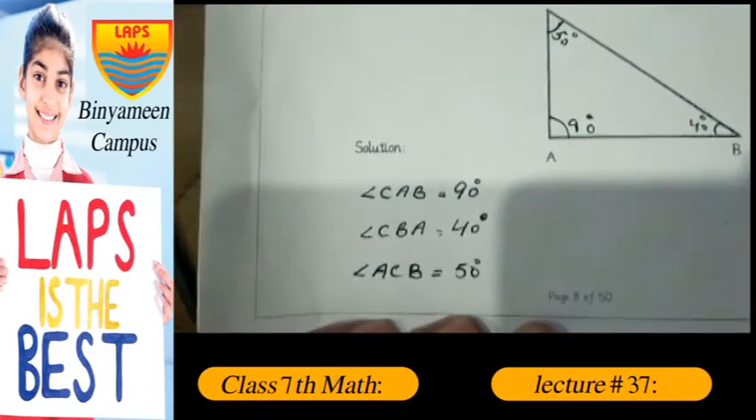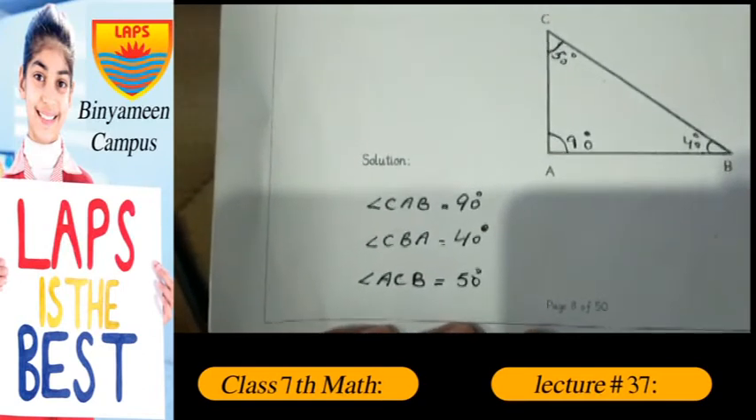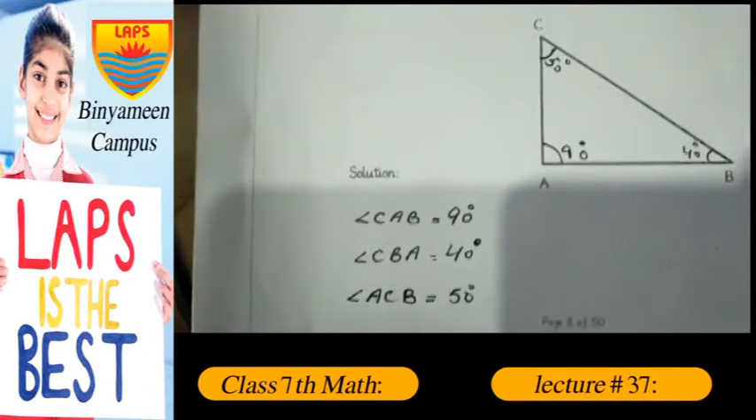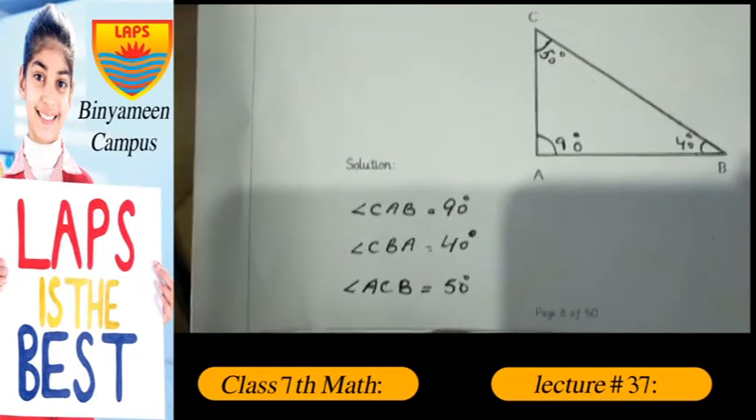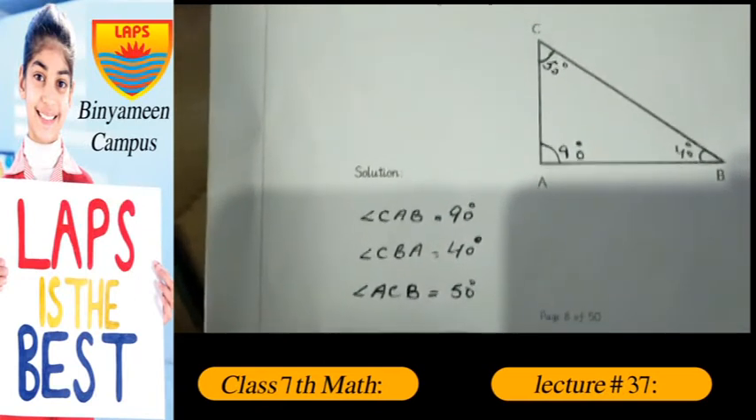Now you can write it like this: angle CAB is 90 degrees, angle CBA is 40 degrees and angle ACB is 50 degrees.